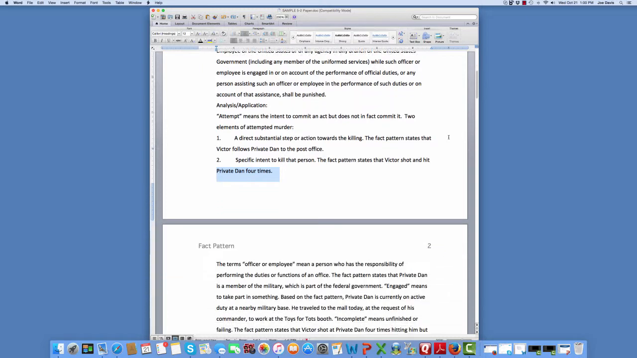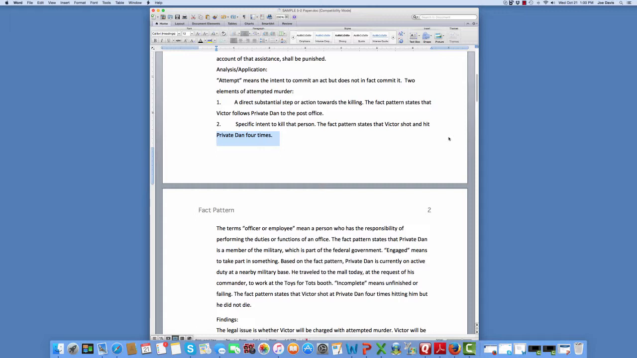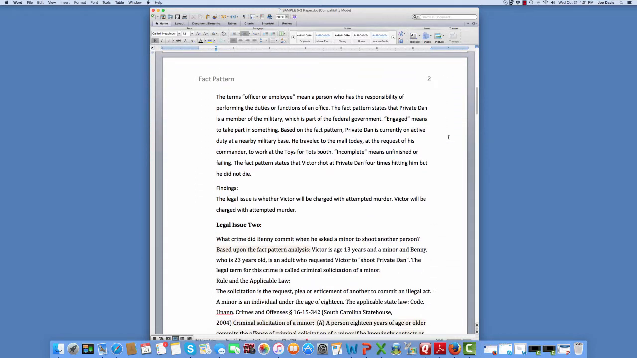As we move down this page, there is the analysis and application. Attempt means the intent to commit an act but does not in fact commit it. The 2 elements of attempted murder are a direct, substantial step or action toward the killing, and specific intent to kill that person, as we discussed. Then the analysis and application continues. The term officer or employee means a person who has the responsibility of performing duties. There you go. And then finally right here is the finding, those last two sentences.